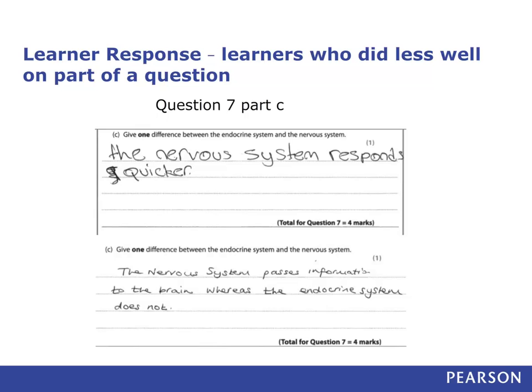Learners found question 7c difficult. Those that scored generally did so for giving a correct comparative statement, as in this example, that the nervous system responds quicker. Those that did not score tended to make vague, generally incorrect comments on either the endocrine or nervous system. Many gave answers such that the nervous system uses nerves and the endocrine does not, which was not worthy of credit.